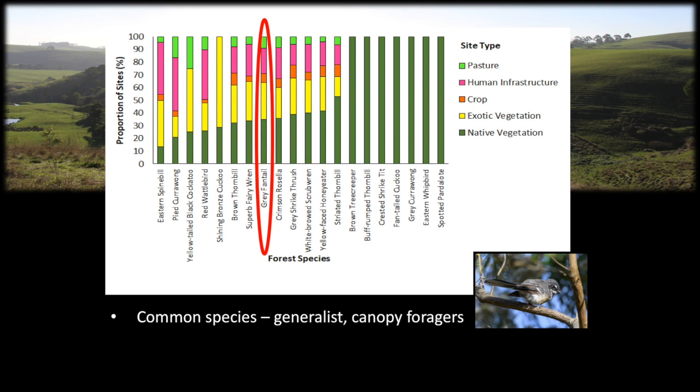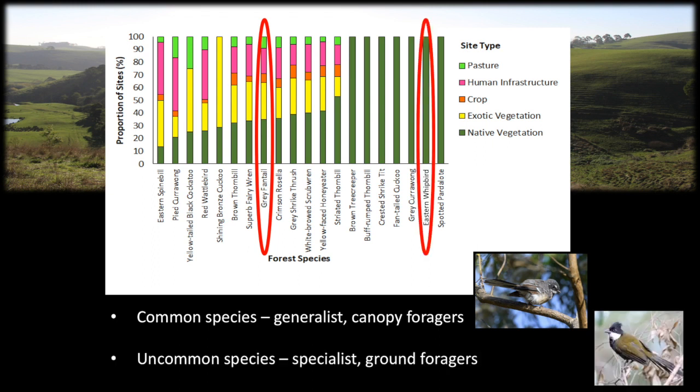Common species such as the grey fantail we found were canopy foragers, and these were generalist species in that they used, as well as native vegetation sites, a wide variety of other site types such as crops, pasture, human infrastructure and exotic vegetation. Whereas the eastern whipbird and other uncommon species were ground foragers, and these were more specialist in that they only used areas with native vegetation understory.